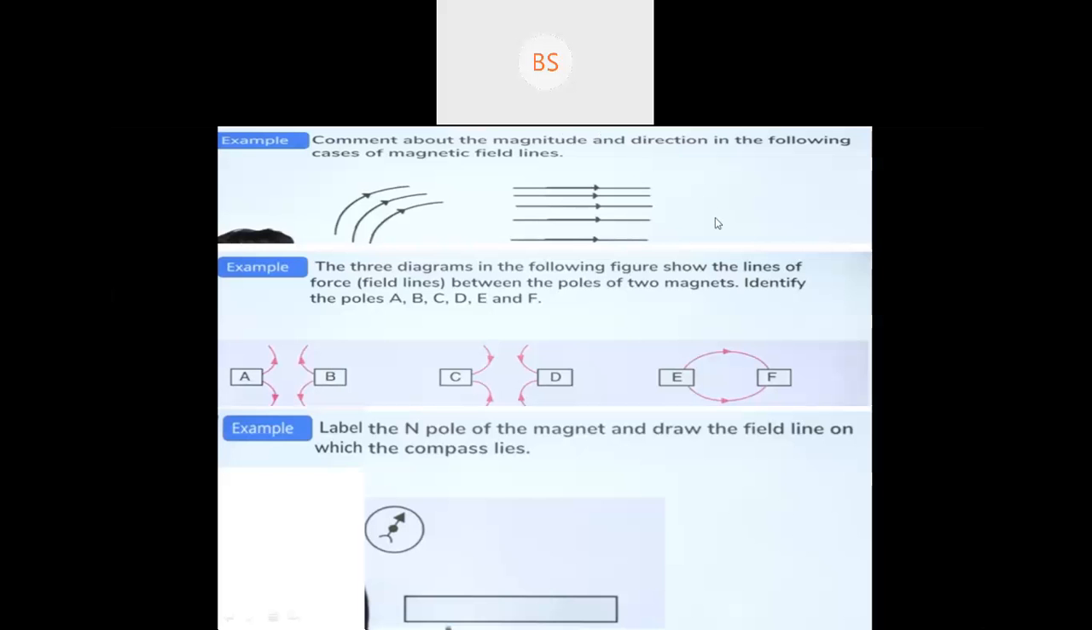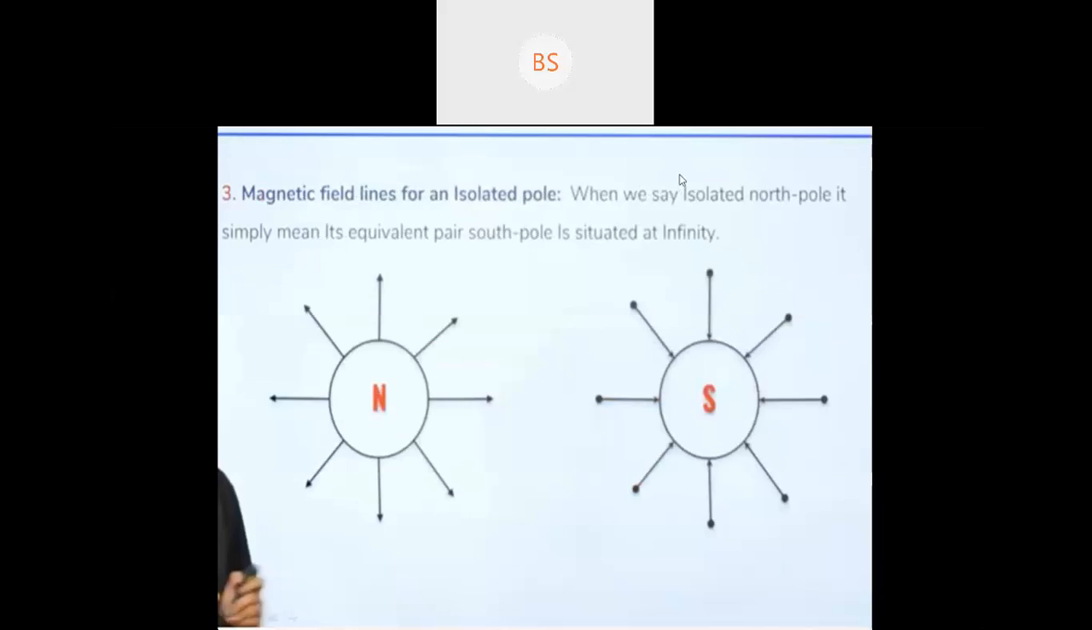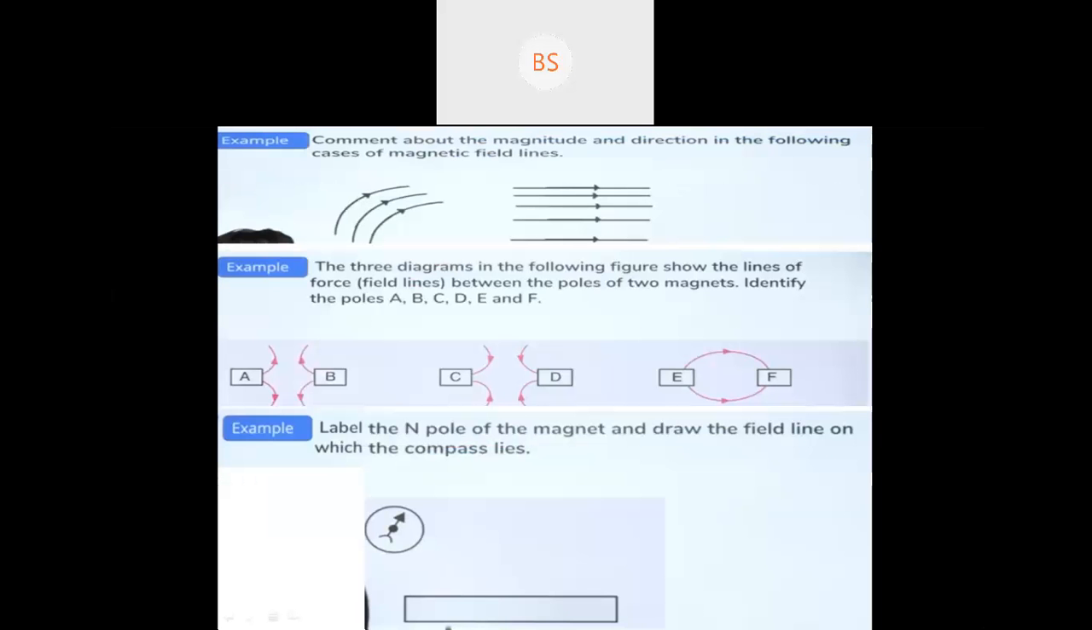Can you see the screen here? Children, can you see the screen? And can you see the some examples I have given here? Can you see that? Okay. I will ask you a few questions first and then we'll move to the next subtopic.